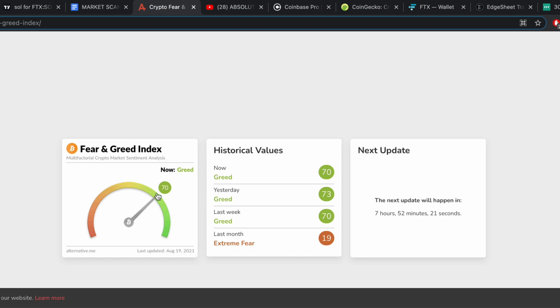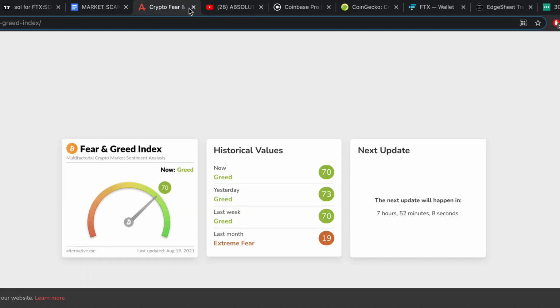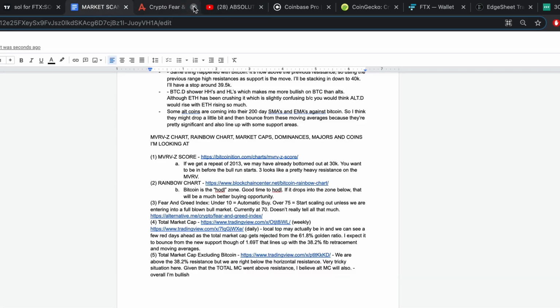This is something where I look at the extremes. Under 10, over 75, 80. That's what I look at. So it's currently at 70. It doesn't really tell me that much. All right, so we could exit out of that. Now we could start going into the actual charts.